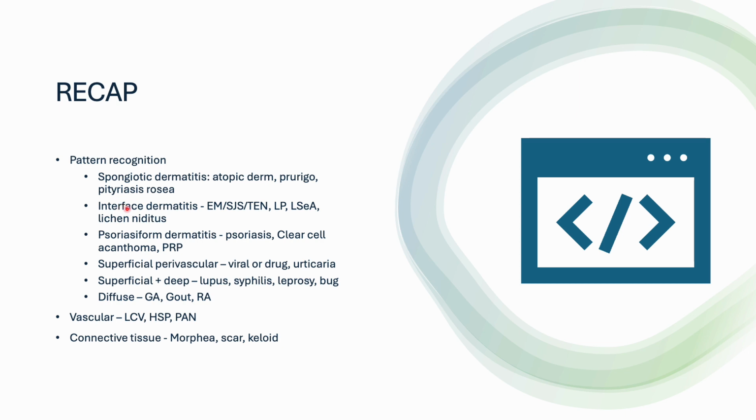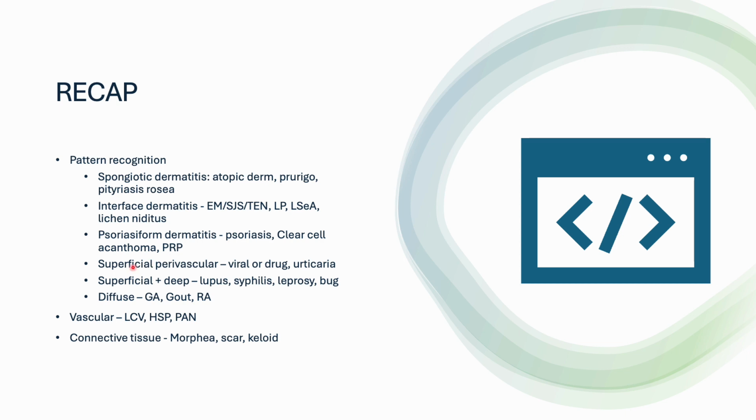Under the interface dermatitis, we have EM-SJS-TEN, which can be associated with a drug cause, lichen planus, which is the lichenoid inflammation, lichen sclerosus, which is the white patch in the vulva area and can be a precancerous lesion. Lichen nitidus is the ball-in-claw sign. For the psoriasiform dermatitis, the characteristic disease is psoriasis, and the single lesion is clear cell or pale cell acanthoma. And if we have follicular plugging, that is pityriasis rubra pilaris.